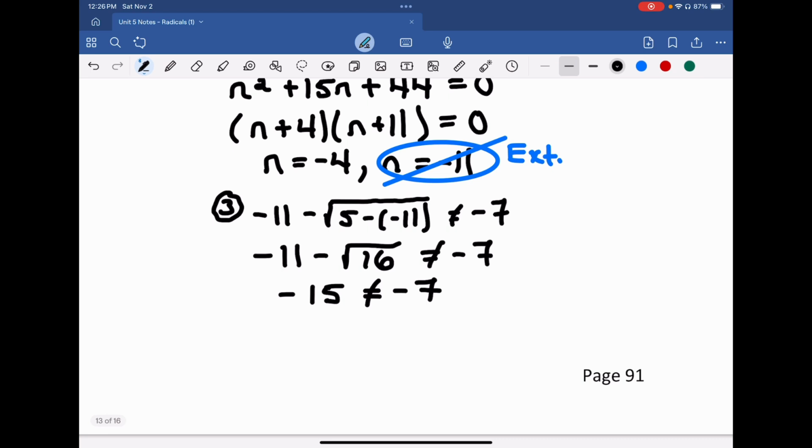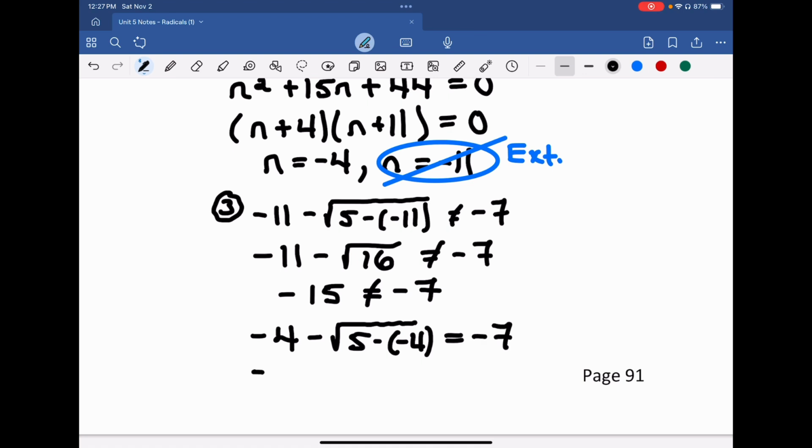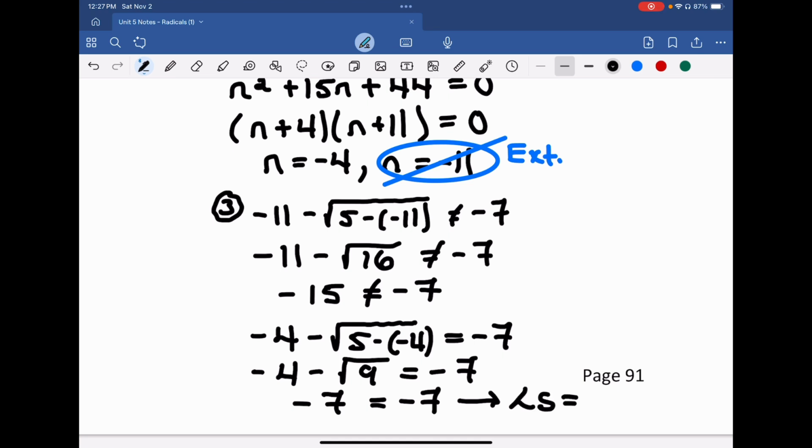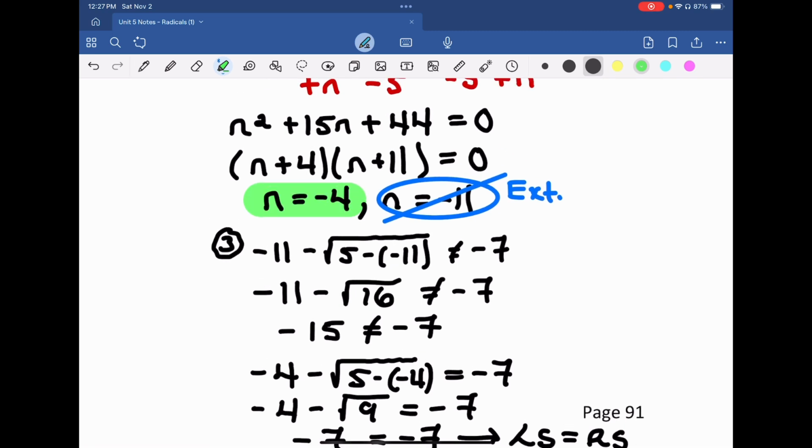Now from here, we're going to verify our second solution, negative 4 minus the square root of 5 minus negative 4, which is equal to negative 7. This gives us negative 4 minus the square root of 9, which is equal to negative 7. Negative 4 minus 3 gives us negative 7. Because we get negative 7 equals negative 7, we say that the left-hand side equals the right-hand side. We're satisfied with this solution. We want to go back up and highlight n equals negative 4 as a solution.